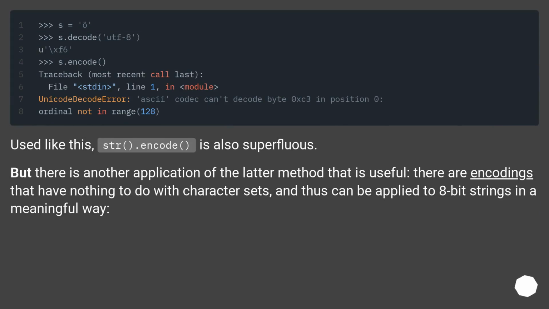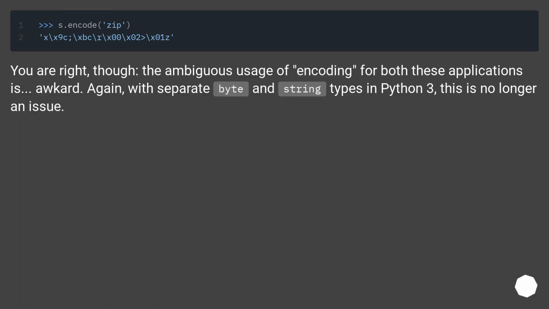Used like this, str.encode is also superfluous. But there is another application of the latter method that is useful. There are encodings that have nothing to do with character sets, and thus can be applied to 8-bit strings in a meaningful way. You are right, though, the ambiguous usage of encoding for both these applications is awkward. Again, with separate byte and string types in Python 3, this is no longer an issue.